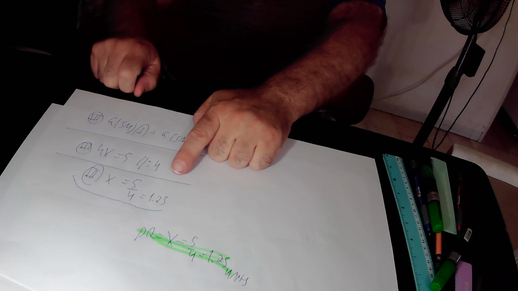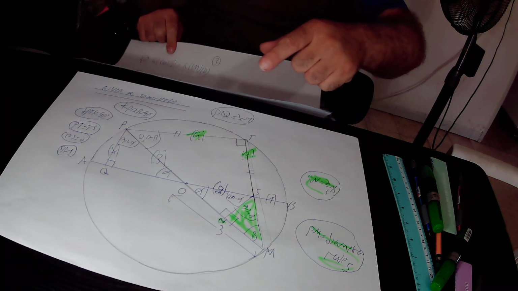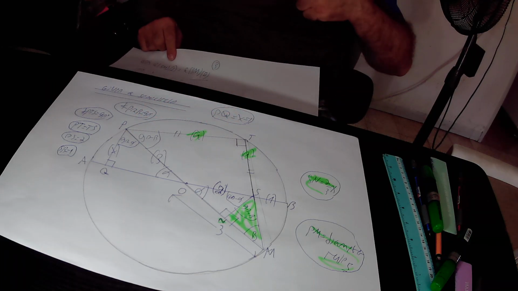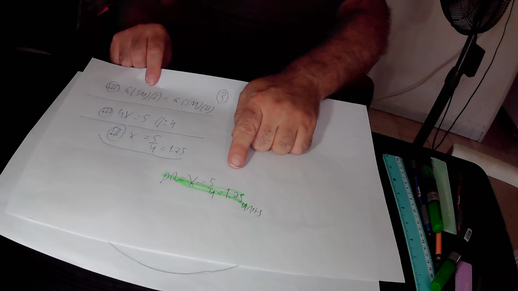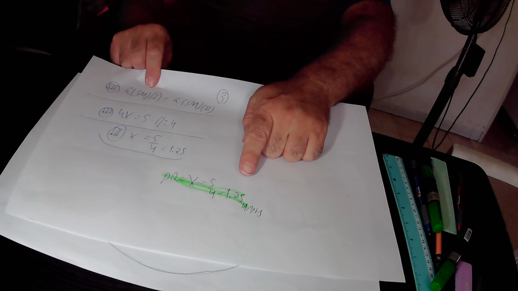5 quarters is 1.25. So we find that the length of this short line segment PQ is equal to x. It is equal to either 5 quarters units in length, or in terms of decimal numbers, it is equal to 1.25 units in length.